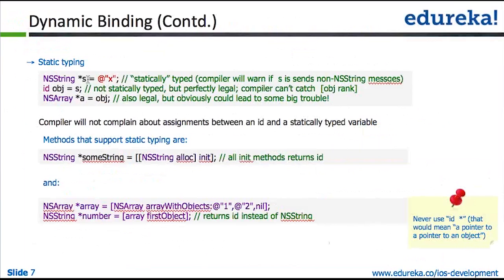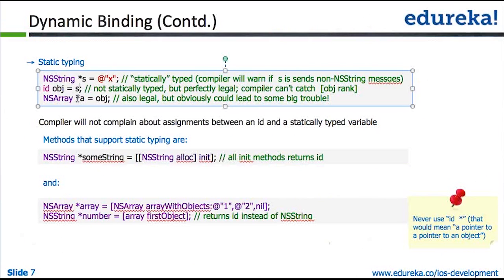So when you typically assign a pointer to an object, say NSString *s, it's the address of the object. So if you say @, it's the address of the string object which has been created. Okay, so this is statically typed. The compiler knows that a string pointer has been assigned and it's pointing to a string object. That's fine. But in case of id, like I said, there's no way to actually find out. So this is not statically typed, but it's perfectly legal. But this could lead to runtime problems.